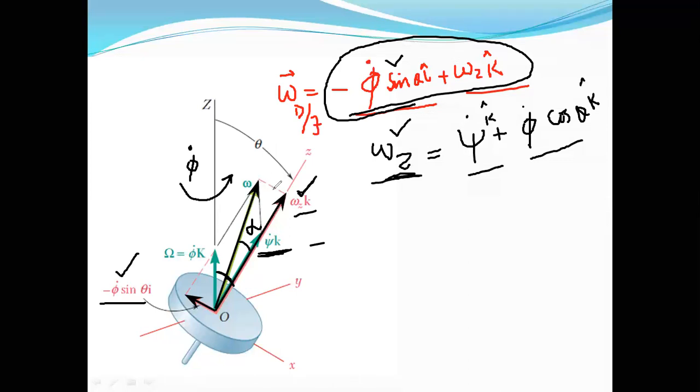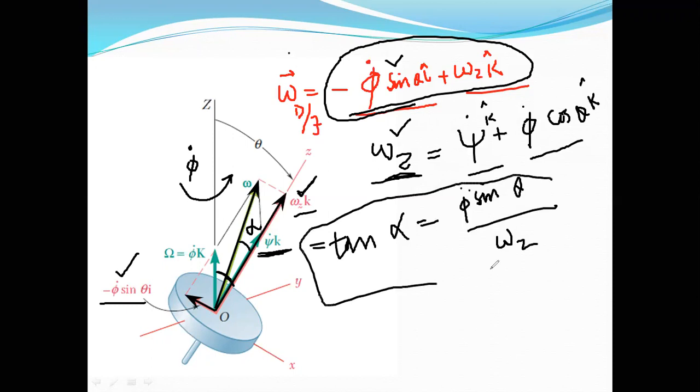The angle alpha is tan, perpendicular by base. We can write the tan of this angle alpha is equal to the magnitude of perpendicular, which is phi dot sine theta, and the base is omega z. So this formula gives us the angle at which the observer will be watching the overall gyroscope to be rotating.